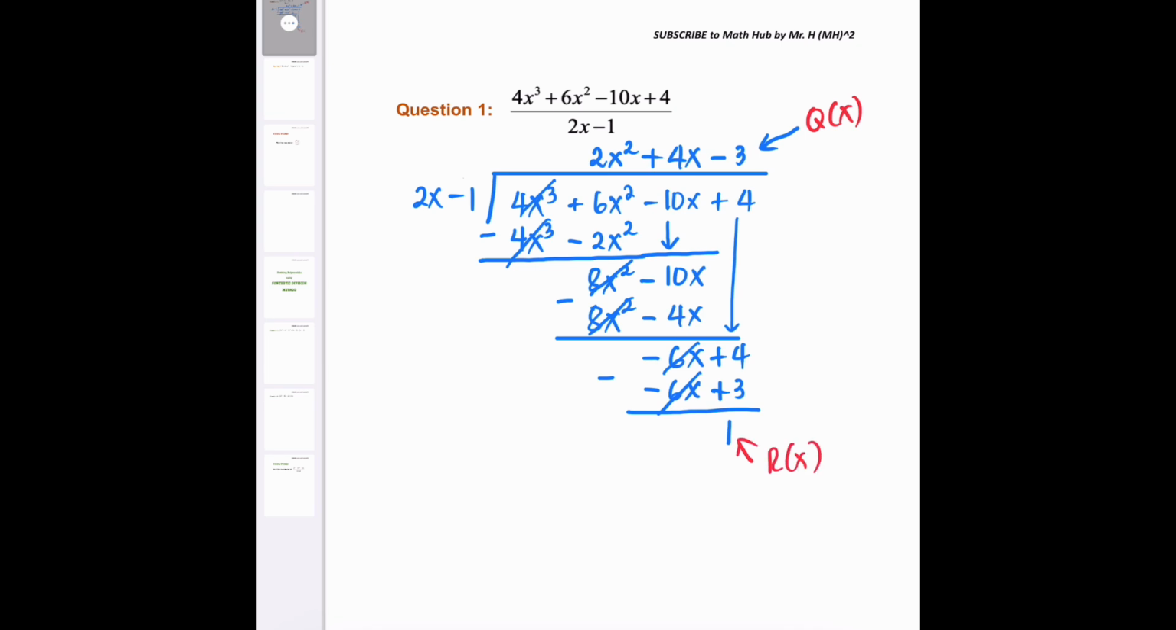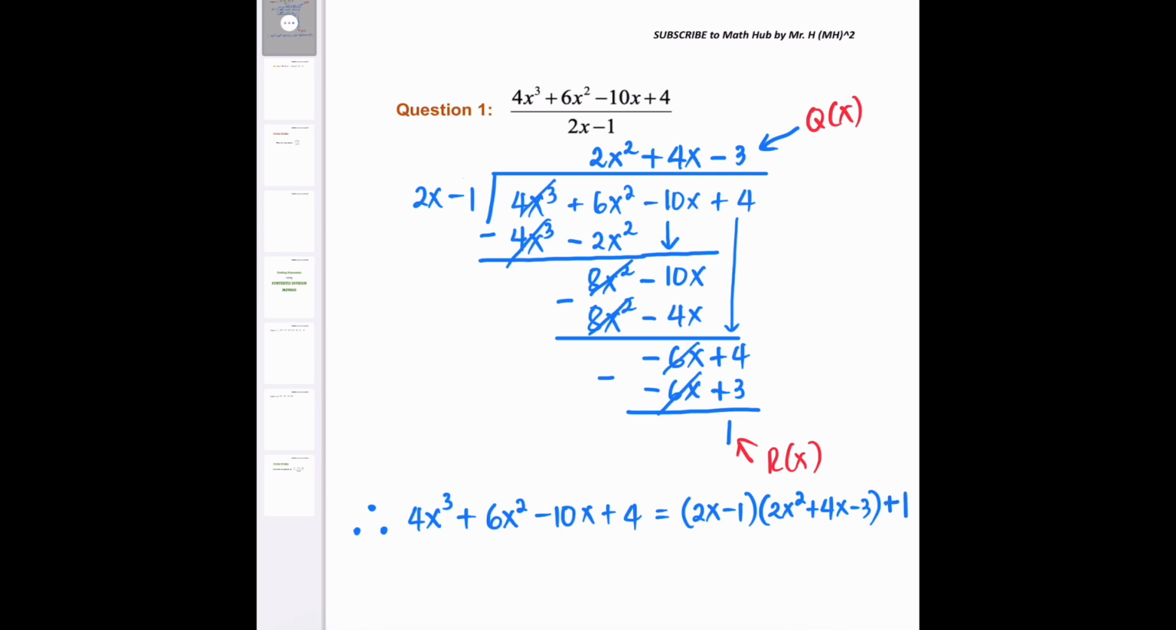r of x. And to write the final answer, 4x cubed plus 6x squared minus 10x plus 4 is equal to d of x, which is 2x minus 1, our divisor, multiplied by q of x. q of x is 2x squared plus 4x minus 3, and our remainder is positive 1, so plus 1.